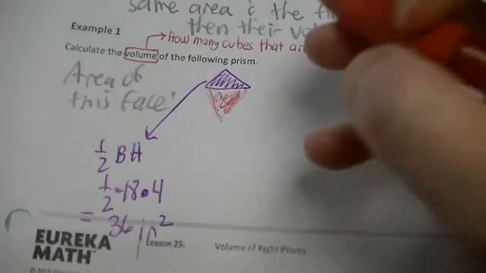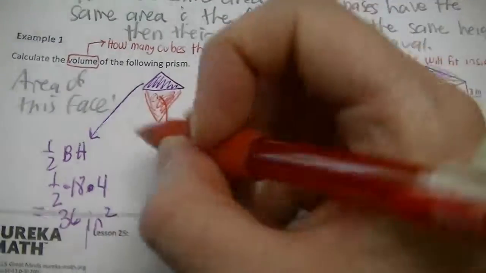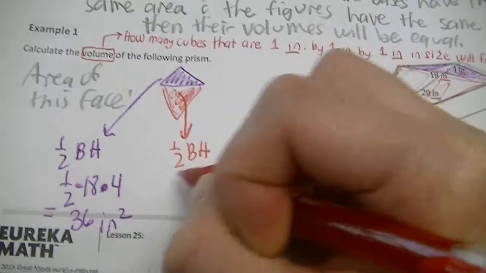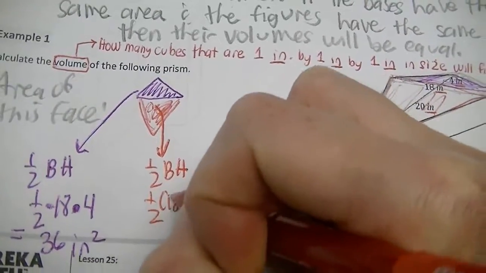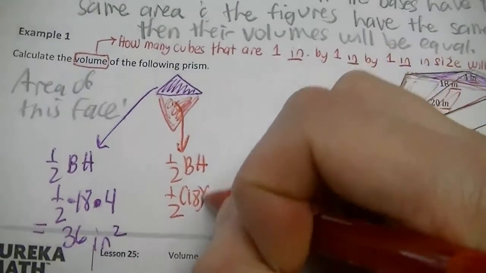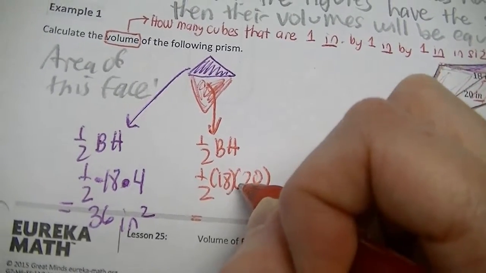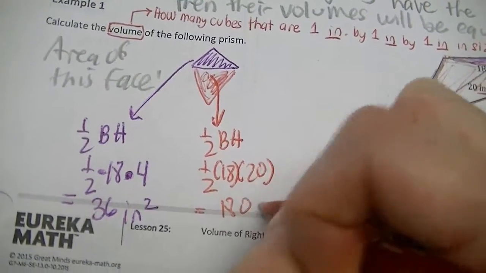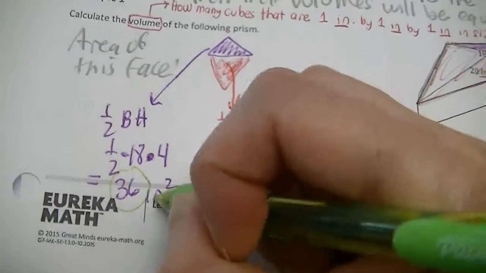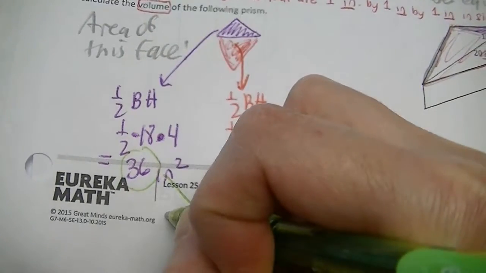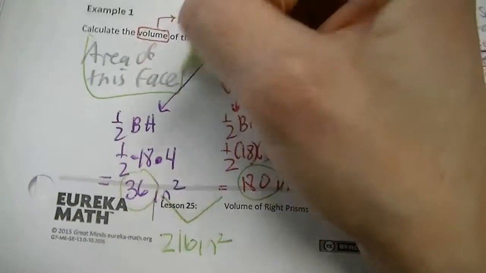Now let's go ahead and find the area of this triangle right here that composes the other half of this figure. And again, it's 1/2 base times height. So we have 1/2, the base is 18 inches, and the height of this triangle is 20 inches. Okay, and 1/2 of 18 is 9, 9 times 20 is 180 inches squared. So the area of this face, when I add them together, is equal to 216 inches squared, okay? So that's the area of this face.